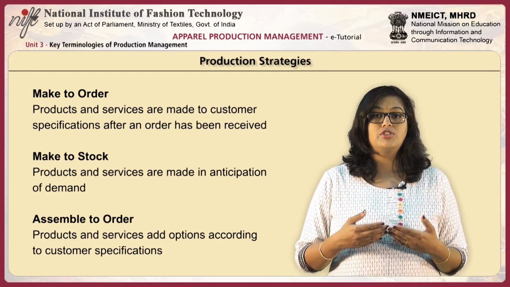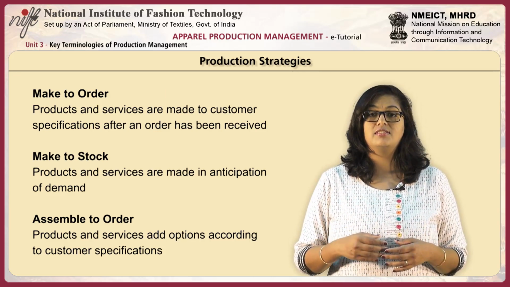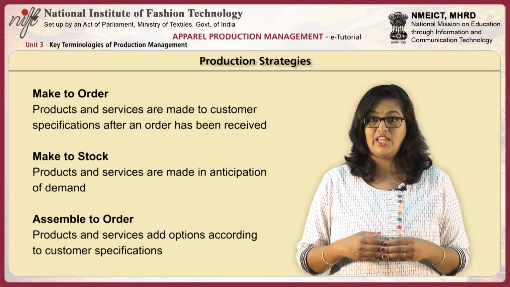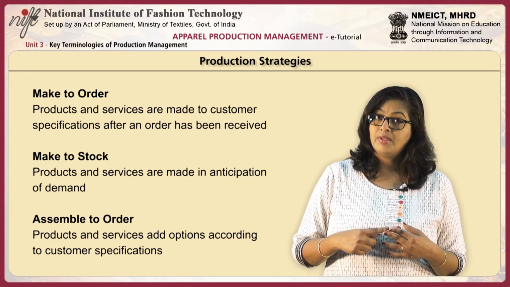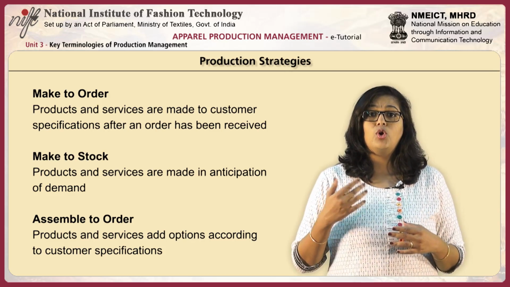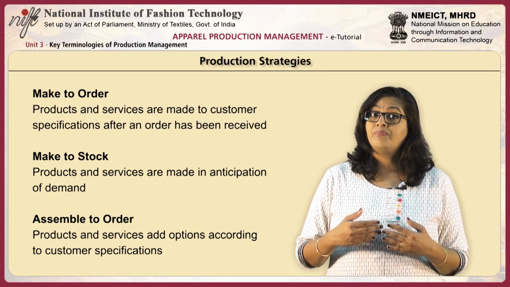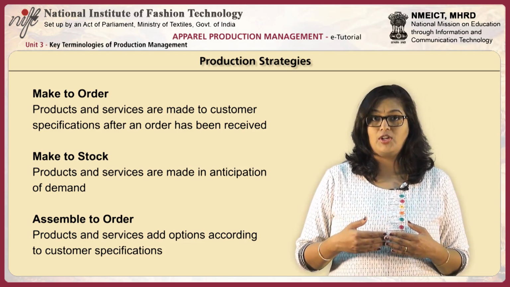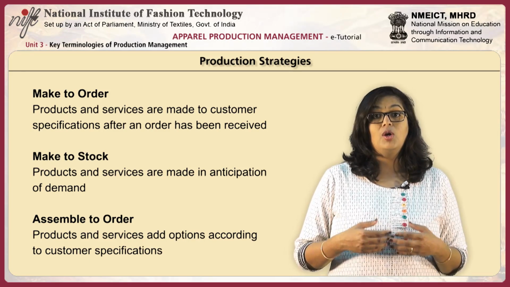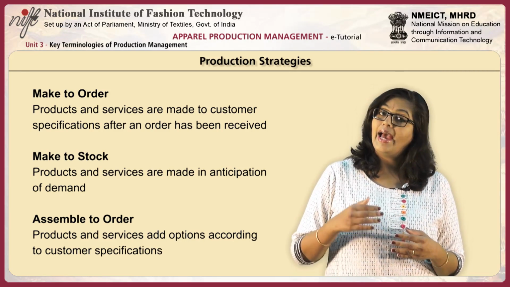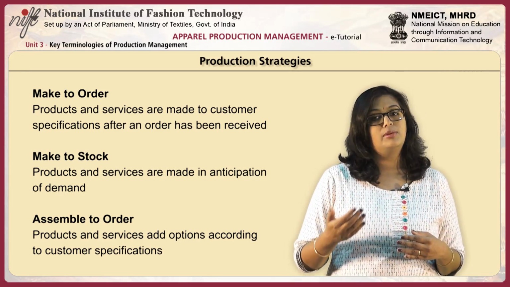Make to order refers to those products and services that are made to the customer specifications once the order has been received. For example, make to order would basically refer to export manufacturing processes inclusive of apparel units, wherein we get the order from the buyer and we manufacture only for the particular order.